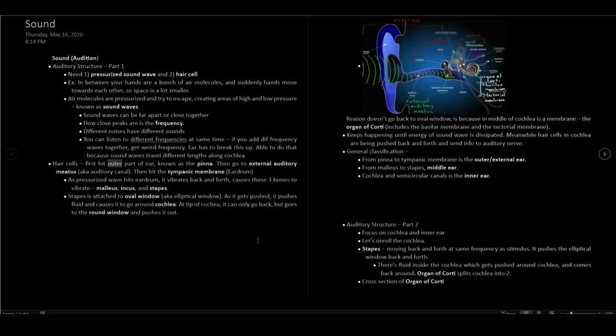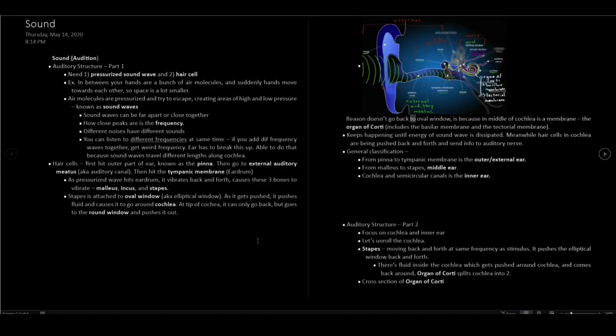Sound first hits the outer part of the ear, known as the pinna. Then it goes to the external auditory meatus, aka the auditory canal. Then it hits the tympanic membrane, the eardrum. As the pressurized wave hits the eardrum, it vibrates back and forth, causing three bones to vibrate: the malleus, incus, and stapes. The stapes is attached to the oval window, aka the elliptical window. As it gets pushed, it pushes fluid and causes it to go around the cochlea. At the tip of the cochlea, it can only go back, so it goes to the round window and pushes it out.